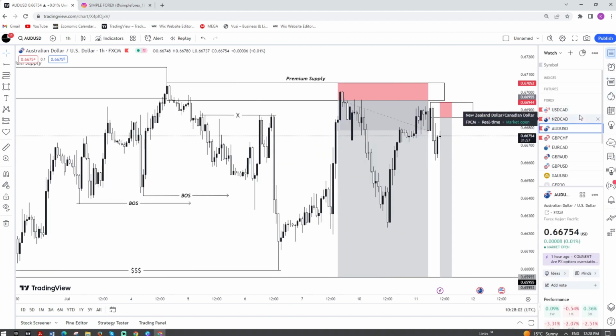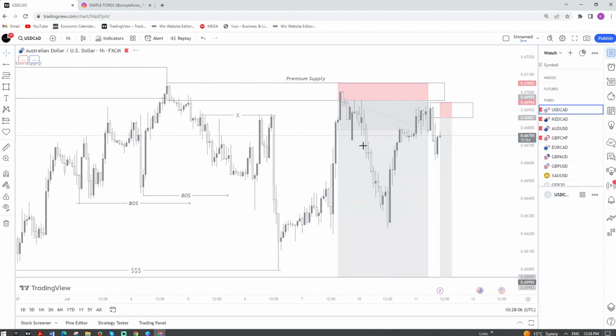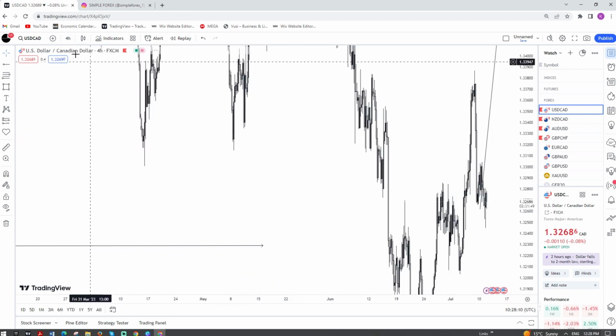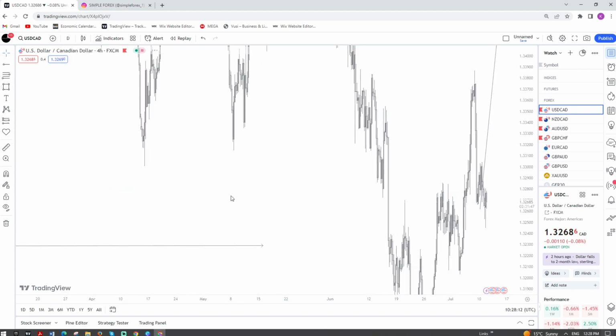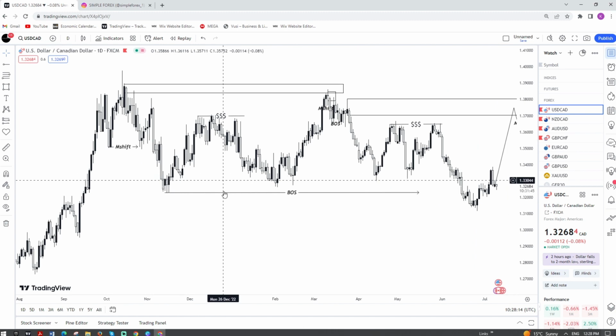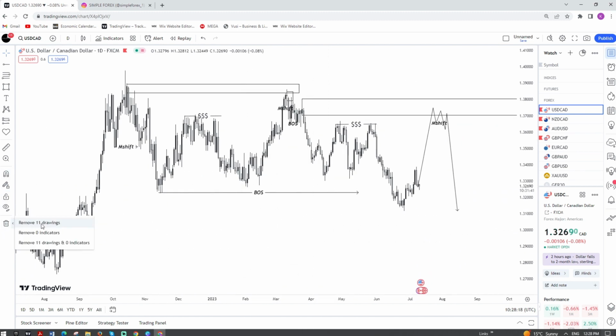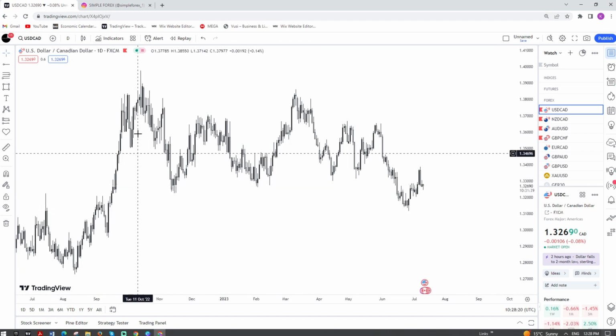The next analysis I want us to do is the USD CAD. Let me just go to the 4-hour chart. Oh wait, let me start at the daily so we can see the market clearly. I already had analysis put out here. Let me just clean that chart right there.